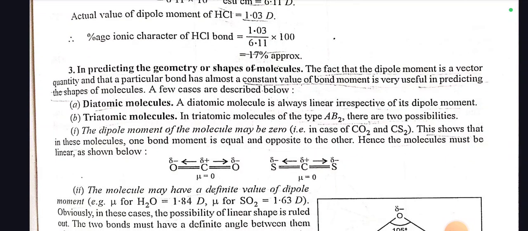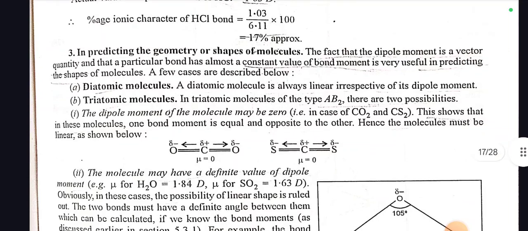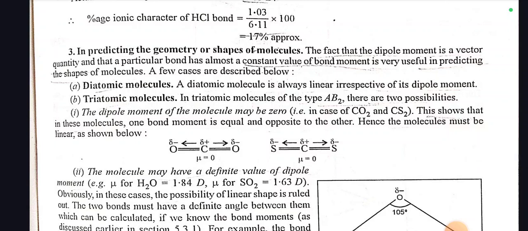Third, in predicting the geometry or shape of molecules. The fact that dipole moment is a vector quantity, and that a particular bond has almost a constant value of bond moment, is very useful in predicting the shape of molecules. A few cases are described below. A, diatomic molecule: a diatomic molecule is always linear irrespective of its dipole moment.